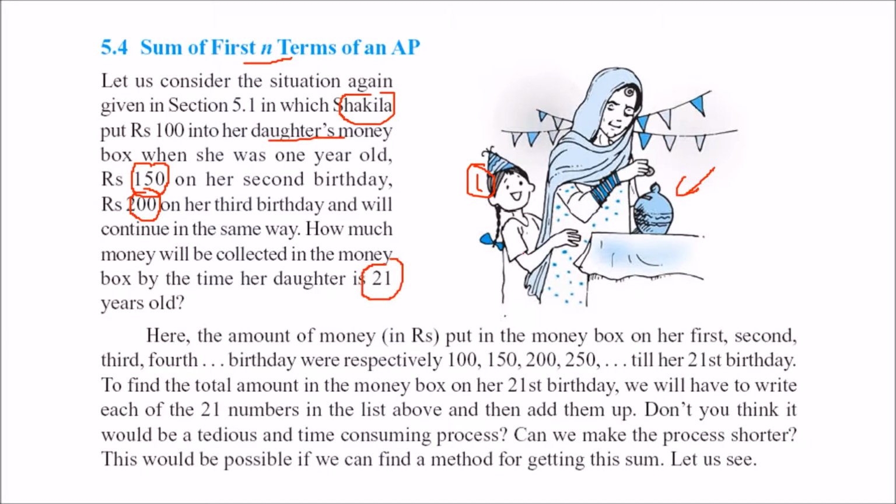So is there any way you can tell how much money this money box will contain when her daughter is 21? The first method is to take 100, 150, 200 till the 21st term and then add them. Now this procedure seems to be quite tedious and time consuming. So is there any shorter method? Let us see.